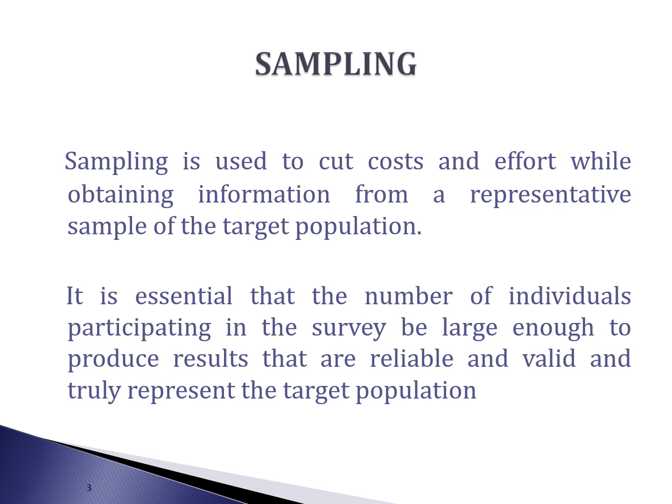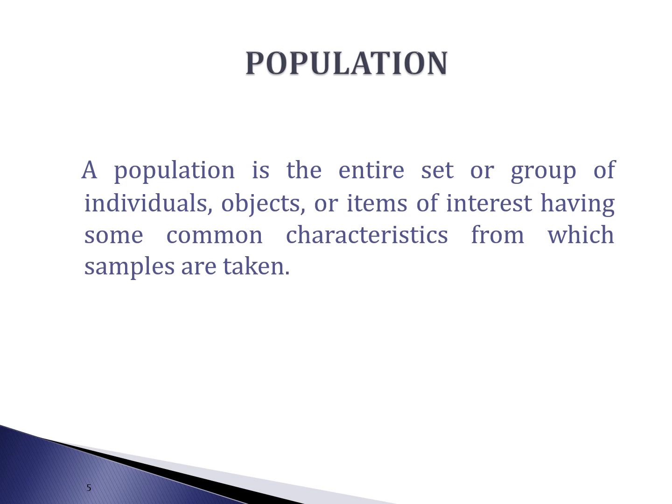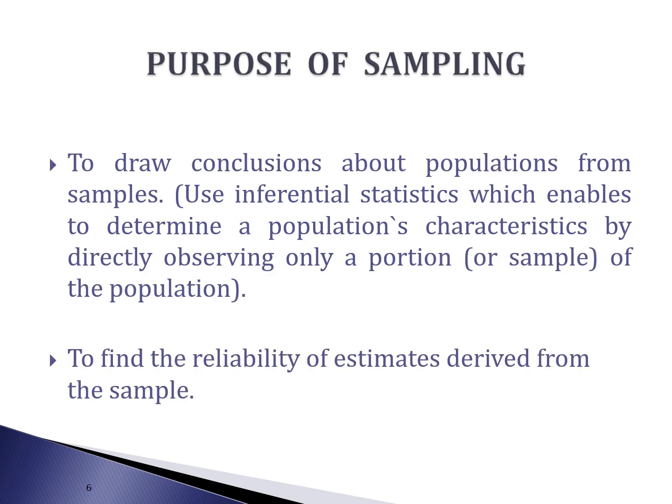It is essential that the number of individuals participating in the survey be large enough to produce results that are reliable and valid and truly represent the target population. A sample is a finite part of a population whose properties are studied to gain information about the whole. A population is the entire set or group of individuals, objects or items of interest having some common characteristics from which samples are taken. The purpose of sampling is to draw a conclusion about the population from the sample.